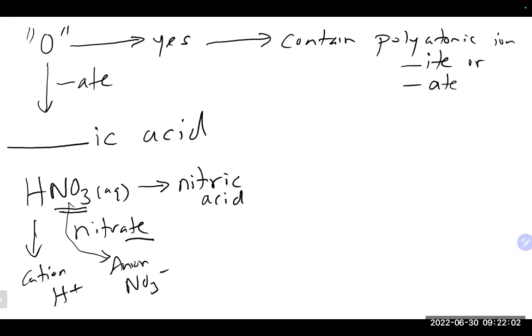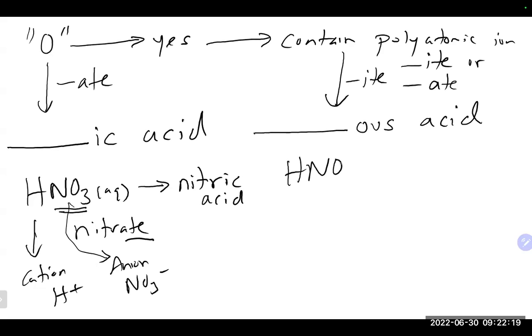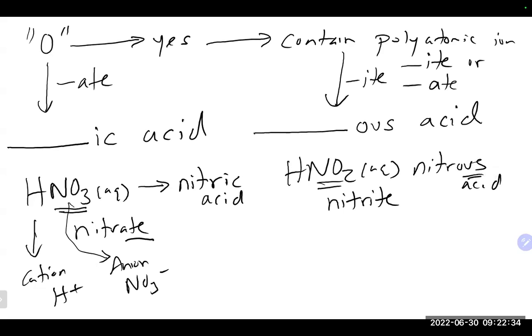If your acid does have oxygen and the polyatomic ion ends in ITE, your acid will be something OUS acid. So if we take HNO2, NO2 here is nitrite, ITE, which means this acid would then become nitrous acid, OUS, where the cation here would be H plus and the anion here would be NO2 minus.